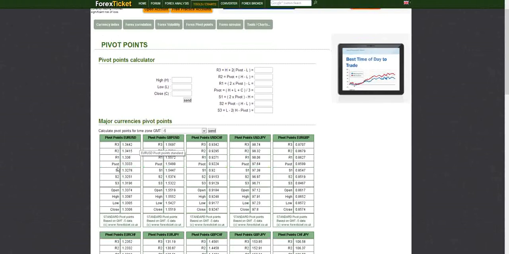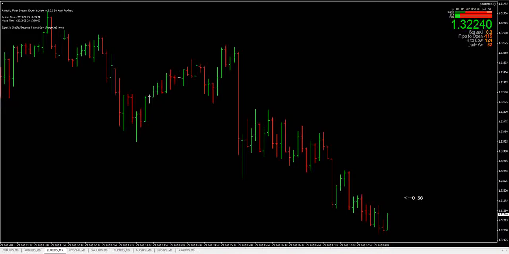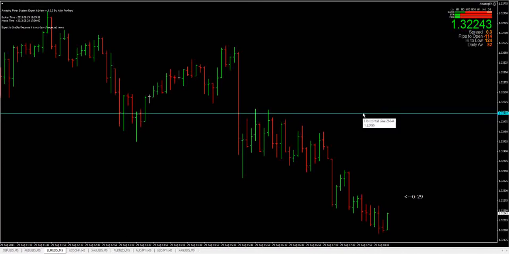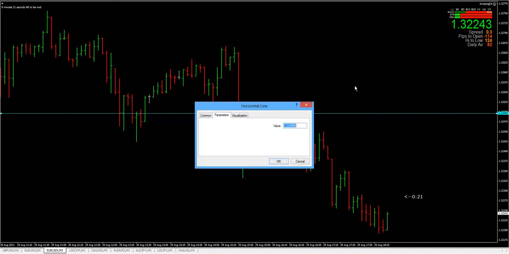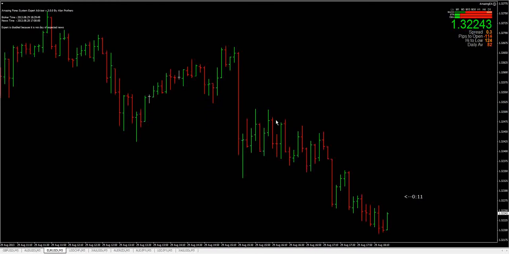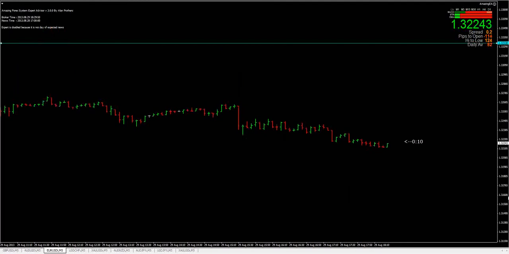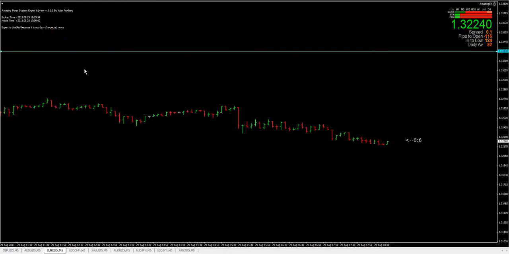Let's start off with pivot. Pivot is 1.3333. You come to your chart, make sure you're on the Euro chart, come up to the horizontal line tool and just draw a line onto the chart. Once the line's on there, you double click it, right click it, go to horizontal line properties, and type in 1.3333 and add a 0 since it's a 5-digit broker. What's that give us? It puts a line up here. That's our pivot. Pretty simple.